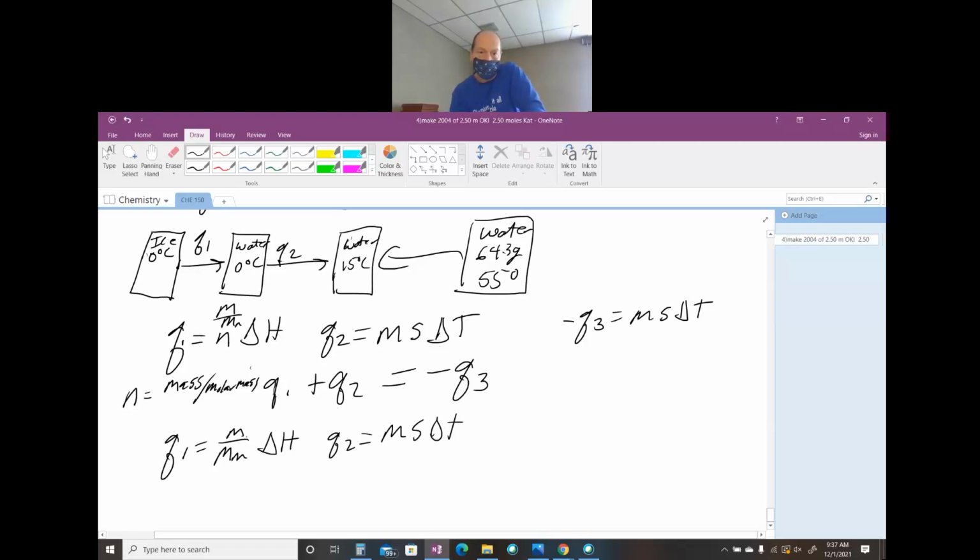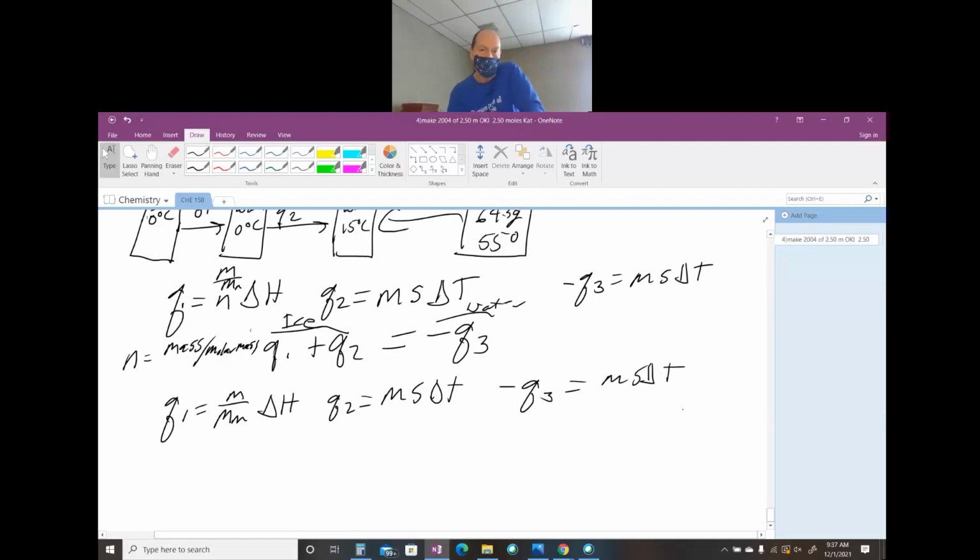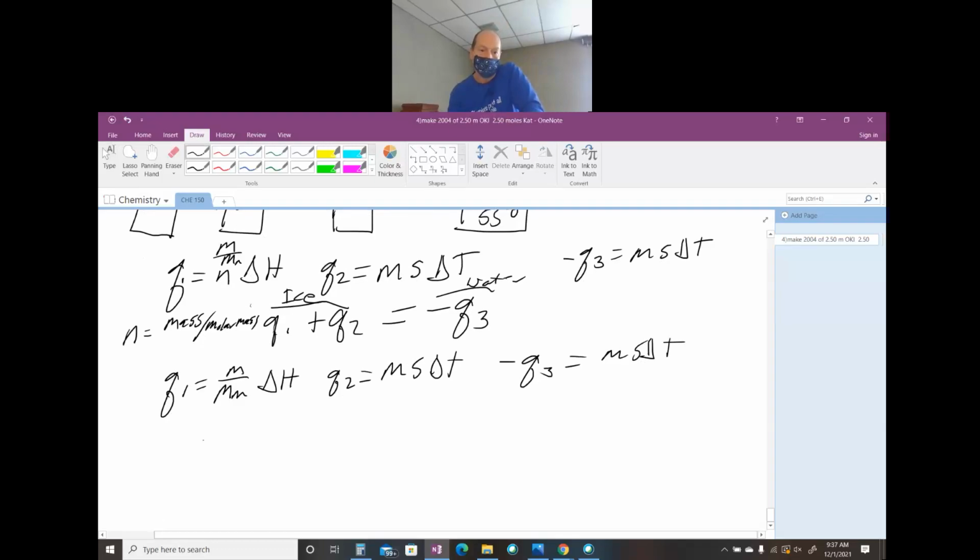All right, so now Q1 and Q2, my mass is ice. So this side is ice. This side is the water. All right, so on this side, my negative Q3, I know my mass, it is 64.3. And then the S value is for water, it is the same. All right, so let's plug in what we have given to us.